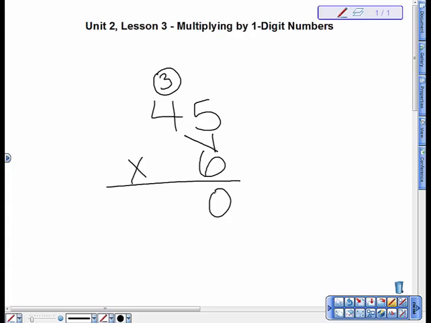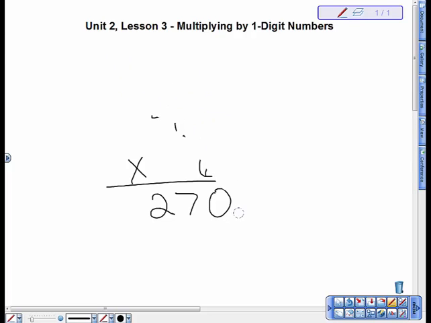Now 6 times 4 is 24. Don't forget to add back in your 3, and I get 27. So 45 times 6 is 270. If you forget, I like to sometimes draw my little lines. Multiply the ones, then come over here and multiply the tens. You always want to make sure that you remember to add any numbers that you've regrouped back in. You don't want to forget about them. All right, let's try another.